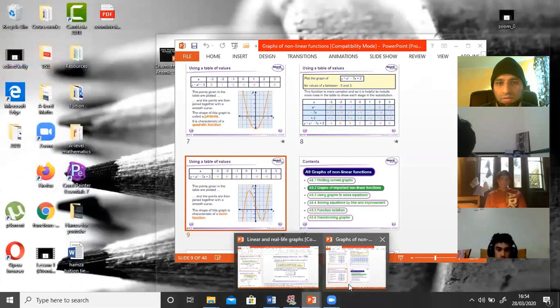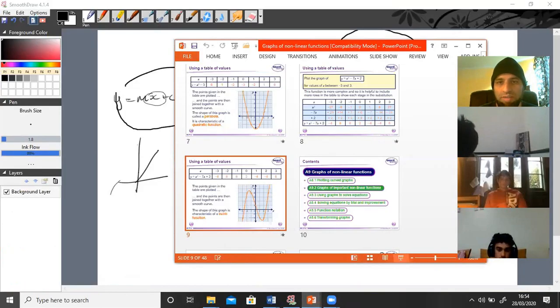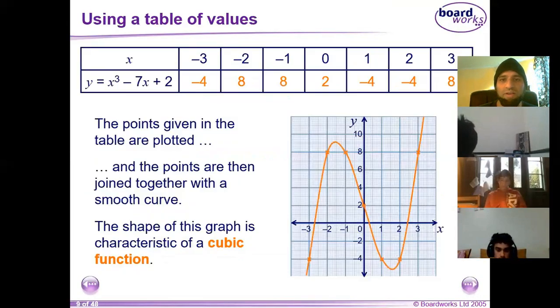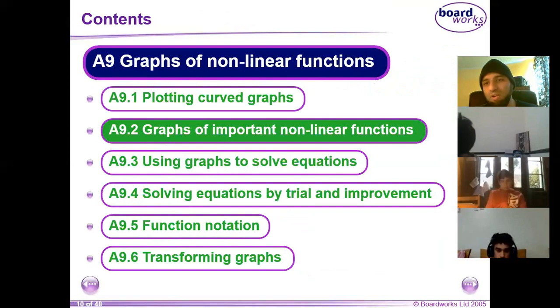Important. Let's move on to greener territory. Okay, now graphs of important nonlinear functions. If you write this down as a subheading. So nonlinear functions means a graph without a straight line: an x squared graph, an x cubed graph, a graph where x is at the bottom being divided into something. These are all nonlinear functions. They don't follow the pattern of a line.